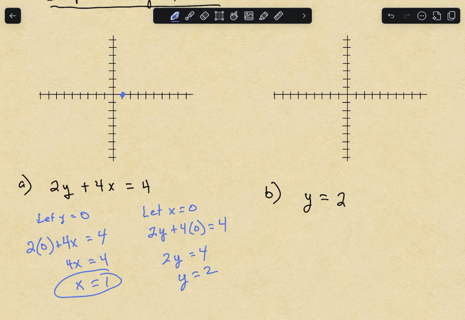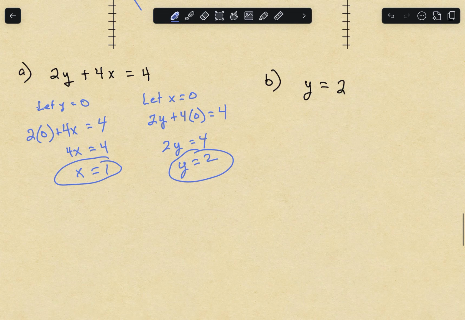Good. Now we know y equals 2, and I plotted the x equals 1. Now I plot the y equals 2 right here, and then draw the line between the two. Bam! Did it. How fast was that? That was pretty fast. You could also have done this. Let's try this one. You could have said 2y plus 4x equals 4.